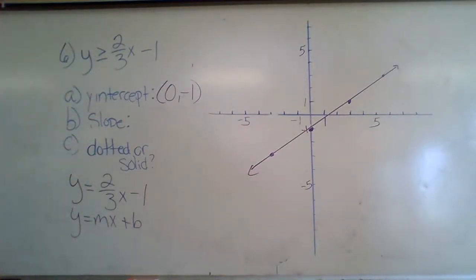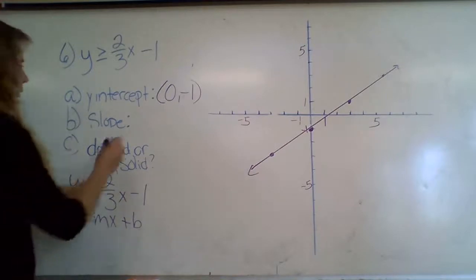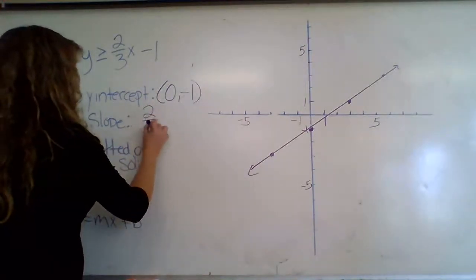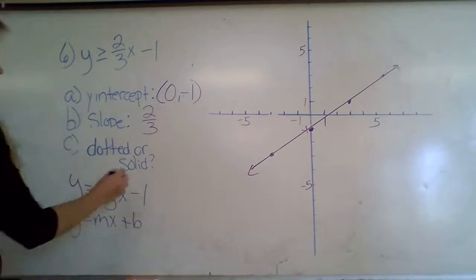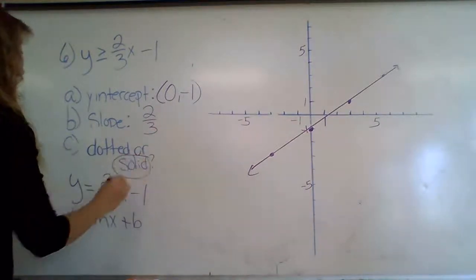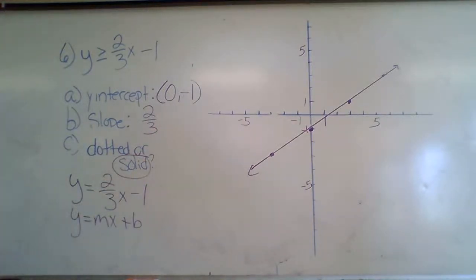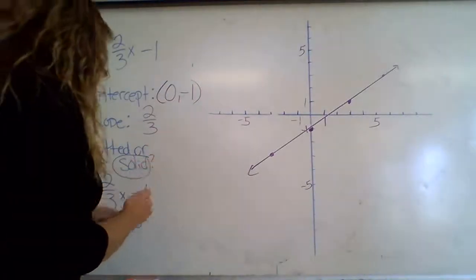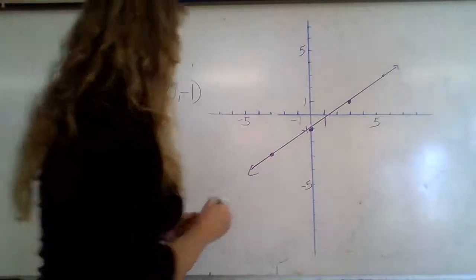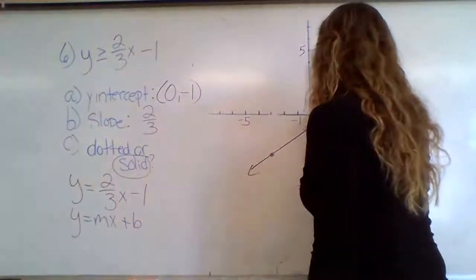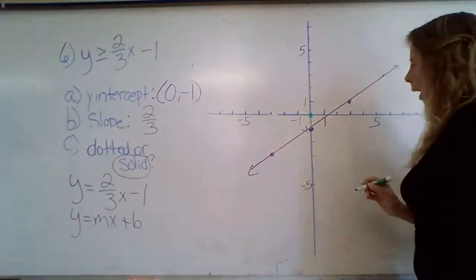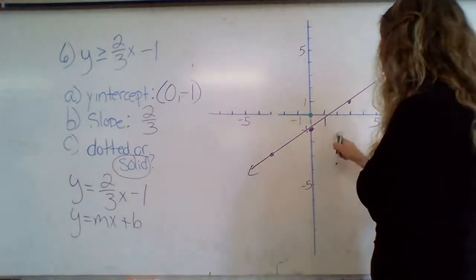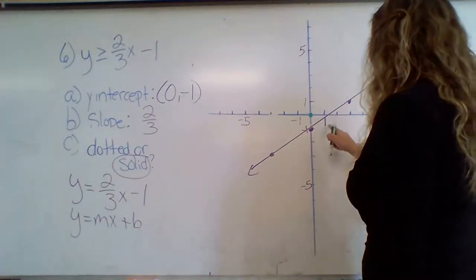Okay. Oh, our slope, I didn't fill this in, it was 2/3. And then dotted or solid, we just talked about it, solid. Last thing we need to do is figure out where to shade. So I'm going to pick a point on both sides of my line. Let's do, oh, look, we can do 0, 0. I'm going to pick 0, 0, and a point over here, we'll do 1, -2.